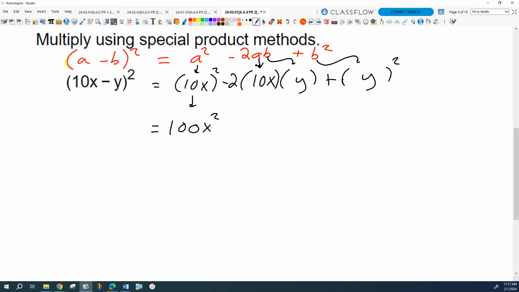Now, how about here? I'm multiplying three things together. Minus 2 times 10x times y. So what am I going to get for my number? Negative 20. Yeah, and then I've just got multiplying by an x and a y, right? And then finally, I just get plus y squared. And we got it. No big deal, right?